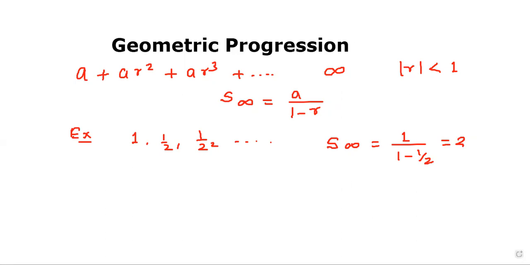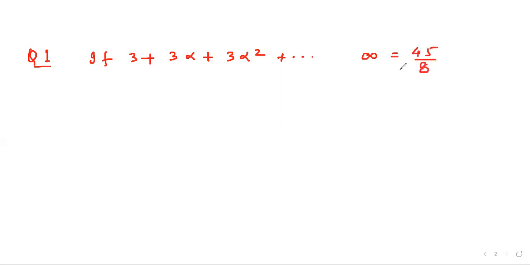Let's do some questions. Question number 1. We are given if 3 plus 3 alpha plus 3 alpha square plus so on till infinity is equal to 45 by 8. We have to find out alpha.